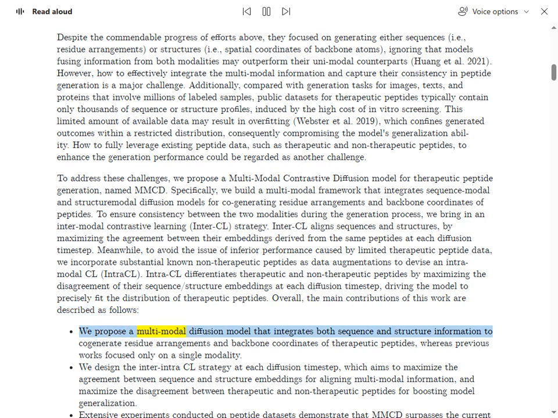We propose a multimodal diffusion model that integrates both sequence and structure information to cogenerate residue arrangements and backbone coordinates of therapeutic peptides, whereas previous works focused only on a single modality. We design the inter-intra-CL strategy at each diffusion time step, which aims to maximize the agreement between sequence and structure embeddings for aligning multimodal information, and maximize the disagreement between therapeutic and non-therapeutic peptides for boosting model generalization.